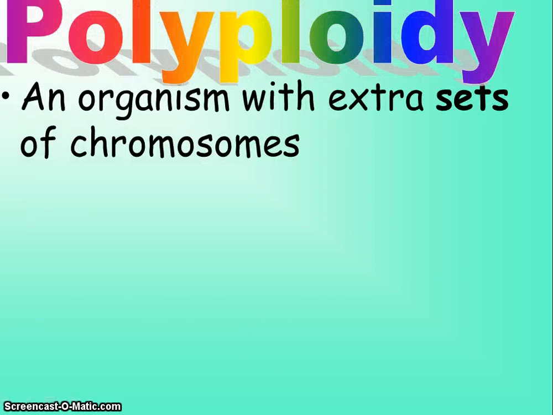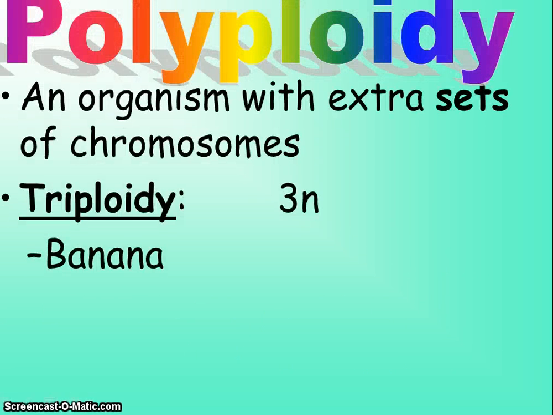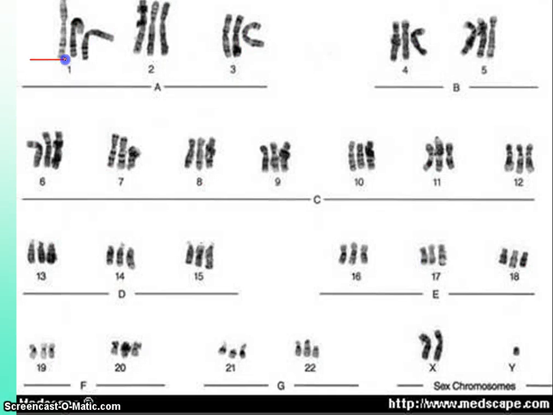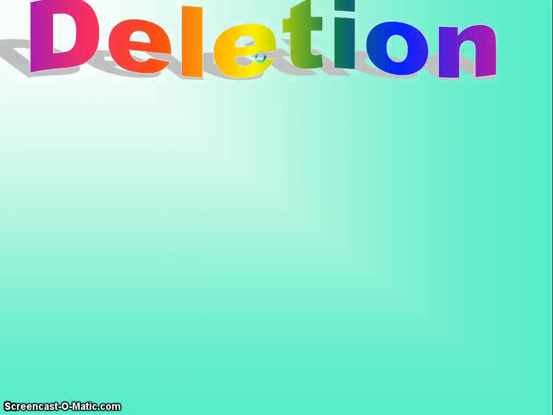Polyploidy is when organisms have extra sets of chromosomes. Bananas, for instance, have 3 chromosomes at each position, which is called triploidy. Wheat, strawberries, and potatoes have 4 chromosomes at each position, which is called tetraploidy. And you can see here there are 3 chromosomes in each of the locations.